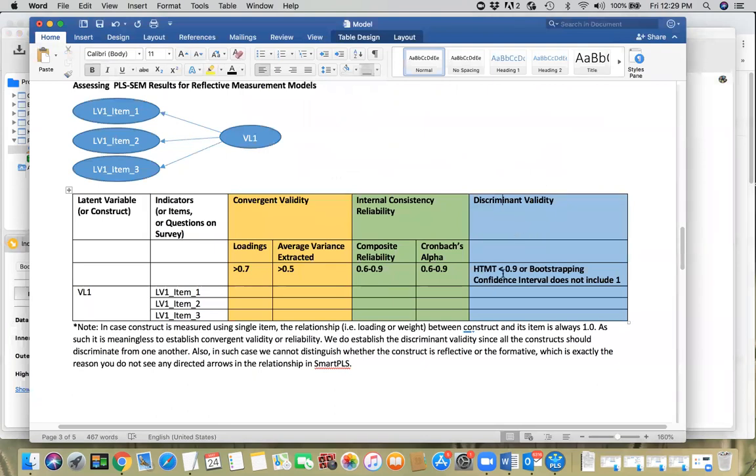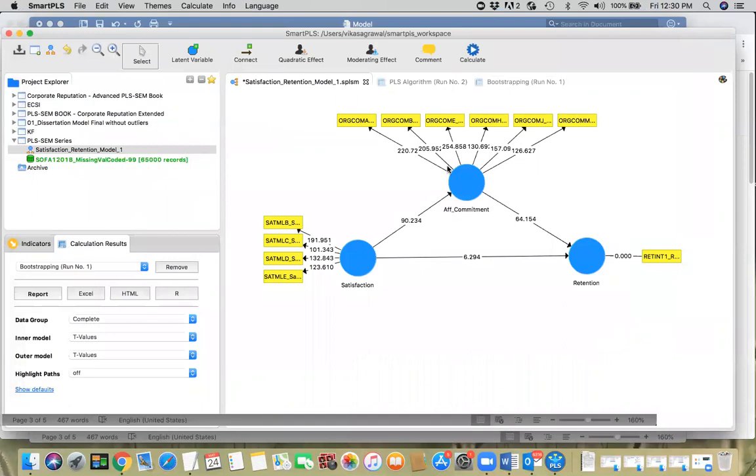All HTMT measures are less than 0.9. We also looked at the Fornell-Larcker criterion. You can also look at the cross-loading metrics, which is basically not needed after doing these two things. And we also looked at the bootstrapping confidence interval. We have established what we call the measurement model. So our measurement model is reliable and valid, and we assessed that using convergent validity, internal consistency reliability, and discriminant validity.